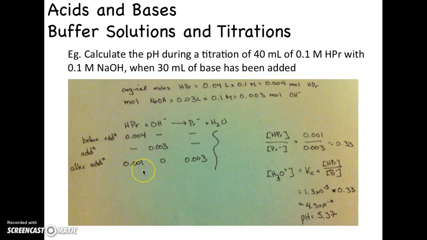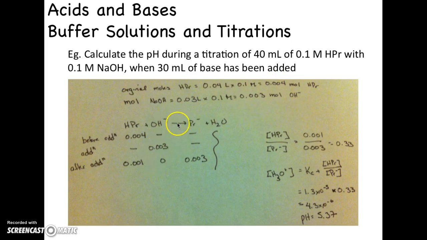Now, in the addition, we're adding sodium hydroxide. The sodium, not really that important in this case. We mostly care about what's happening with hydroxide ions. And you can figure out how much we're adding by taking the volume again, so it's 30 mL, multiplying it by the concentration, 0.1 moles per liter, and we find out how many moles we're adding into the solution.